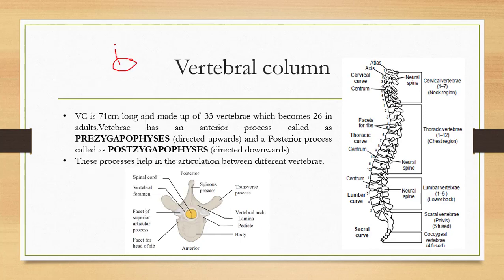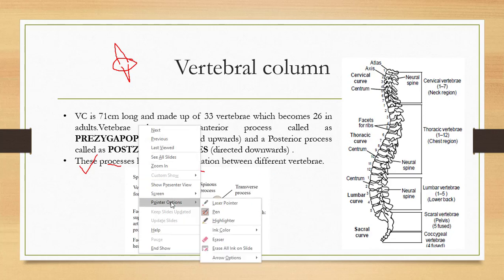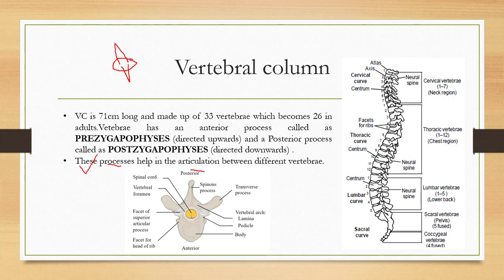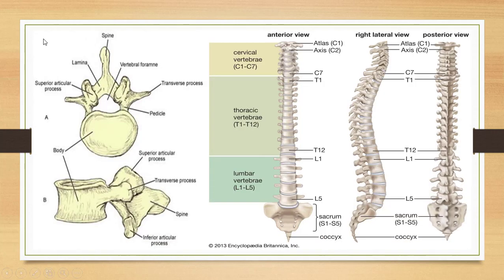So let me show you this with a pointer. Suppose this is a vertebra. It has an anterior process called the pre-zygapophysis and a posterior process called the post-zygapophysis. And these processes or projections help in the articulation between the different vertebrae, meaning they help in the attachment of different vertebrae with one another.